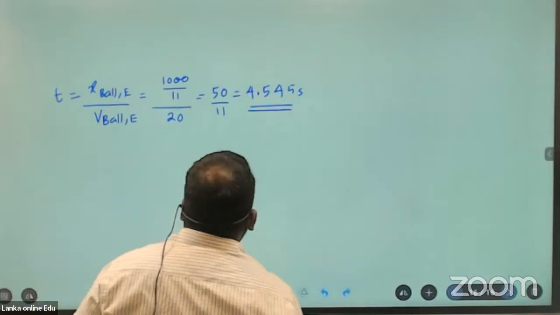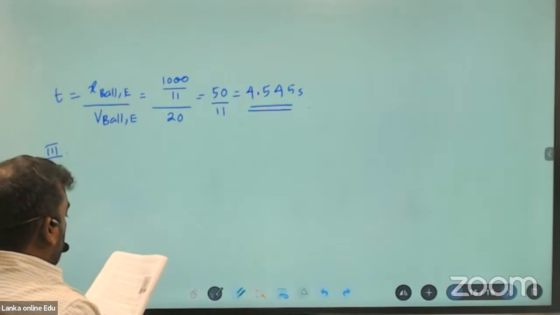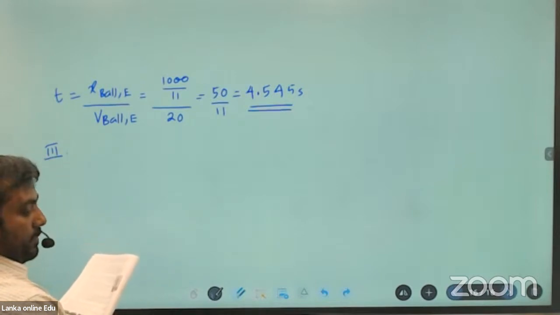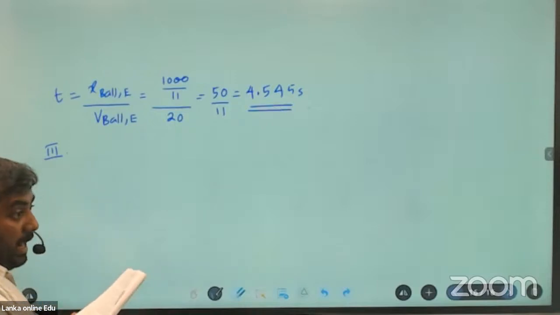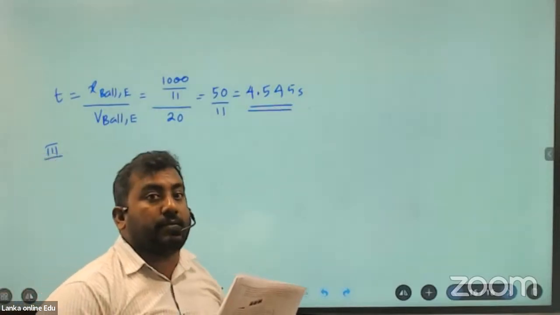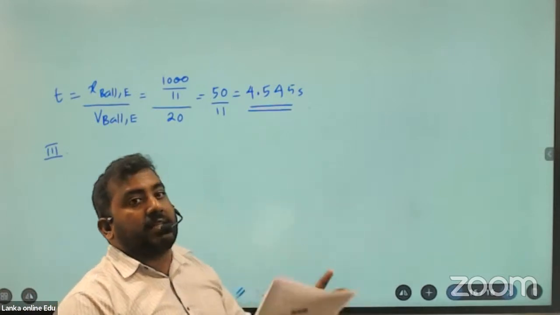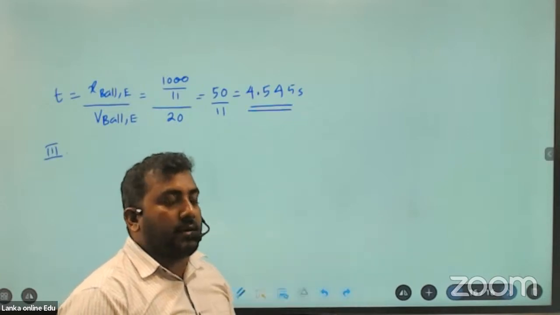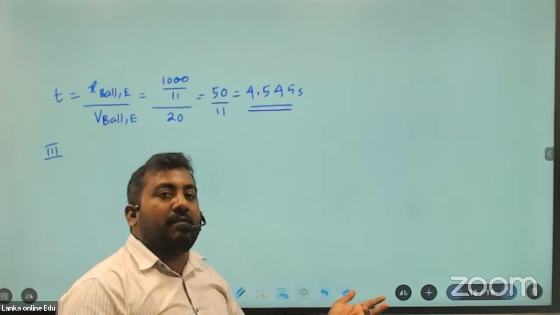So part 2 found. Part 3: what is the velocity of the boat after the child catches the ball? So when the child catches the ball, not just before the child catches, after the child catches the ball. Same as earlier, no? Momentum becomes zero, velocity will become what? Zero.